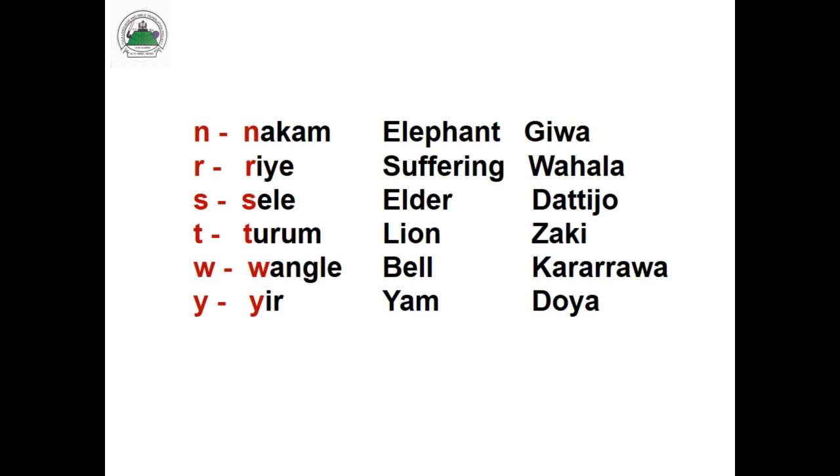Then the second to the last one there we have is w. It is pronounced w. Now this one, you open the mouth and allow air to just come out from the mouth. And the example we have there is wangle. Wangle, which means bell in English, kararawa in Hausa. Then the last example there is y. It is pronounced y. The example we have there is yir. Yir, which means yam in English, doya in Hausa.